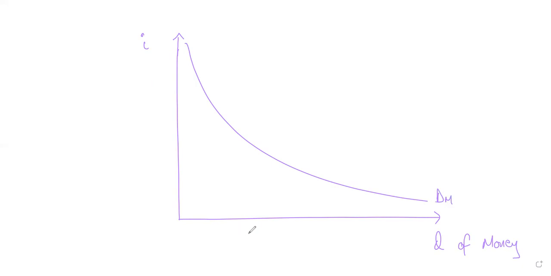Okay. Now, what is the other thing that we need to add to this? And that is supply of money, right? Excellent. And supply is fixed. Very good. Supply, and that is fixed. Why? Because according to this model, supply is determined by the central bank.